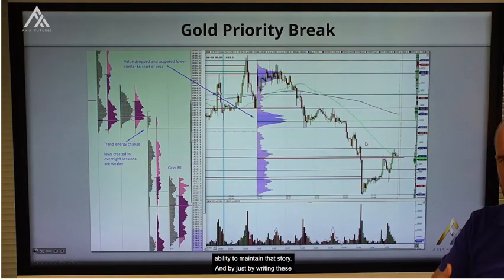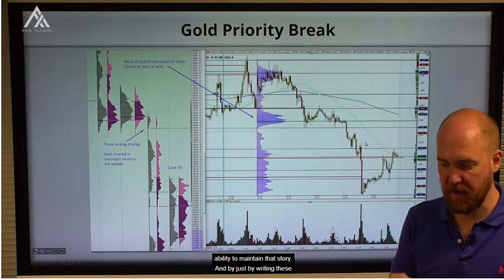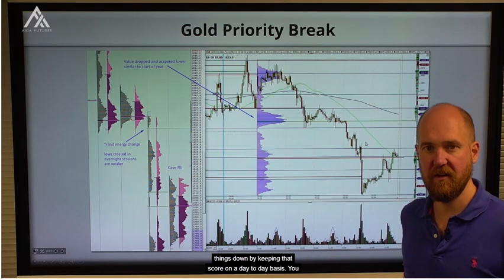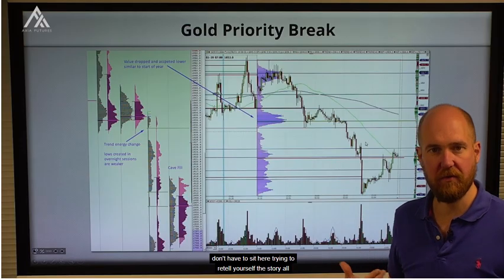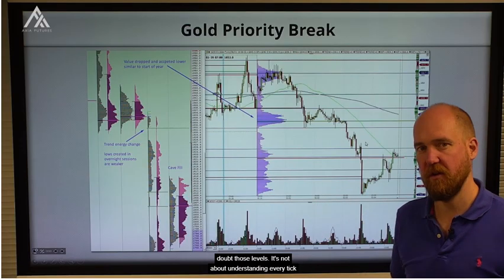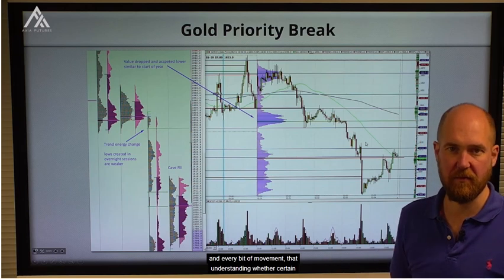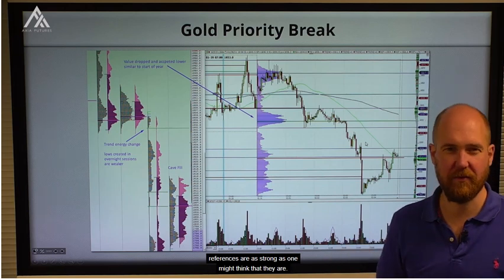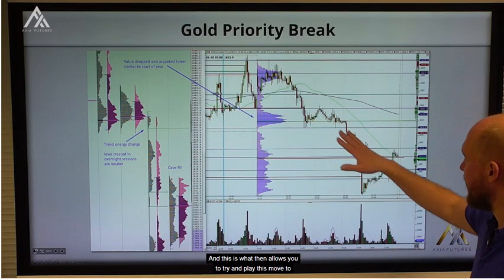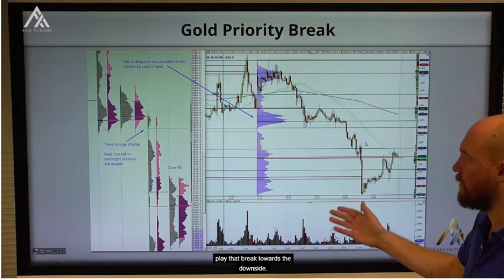It's that ability to maintain that story, and by writing these things down, by keeping that score on a day-to-day basis, you don't have to sit here trying to retell yourself the story all the time, but you know it instinctively. You know that you doubt those levels. It's not about understanding every tick and every bit of movement. It's about understanding whether certain references are as strong as one might think that they are. And this is what then allows you to try and play this move, to play that break towards the downside.